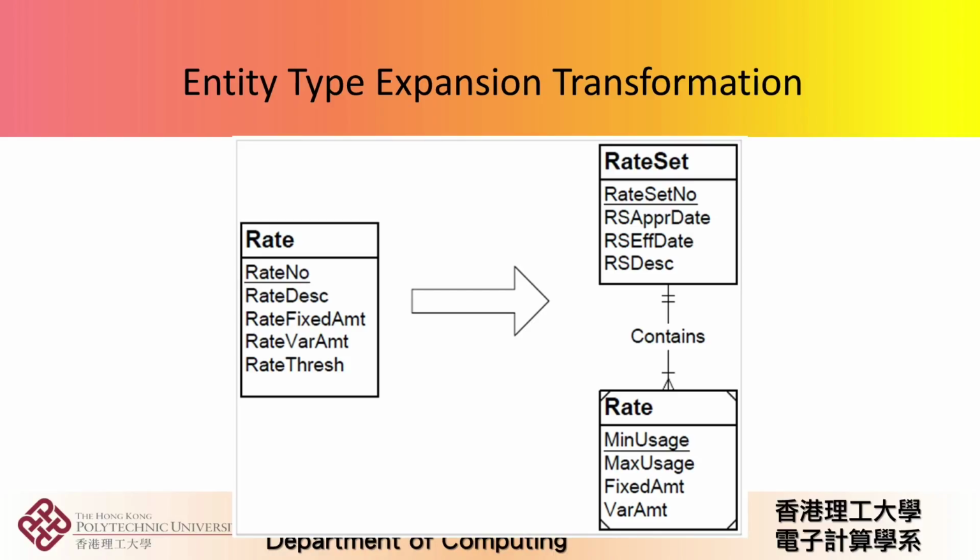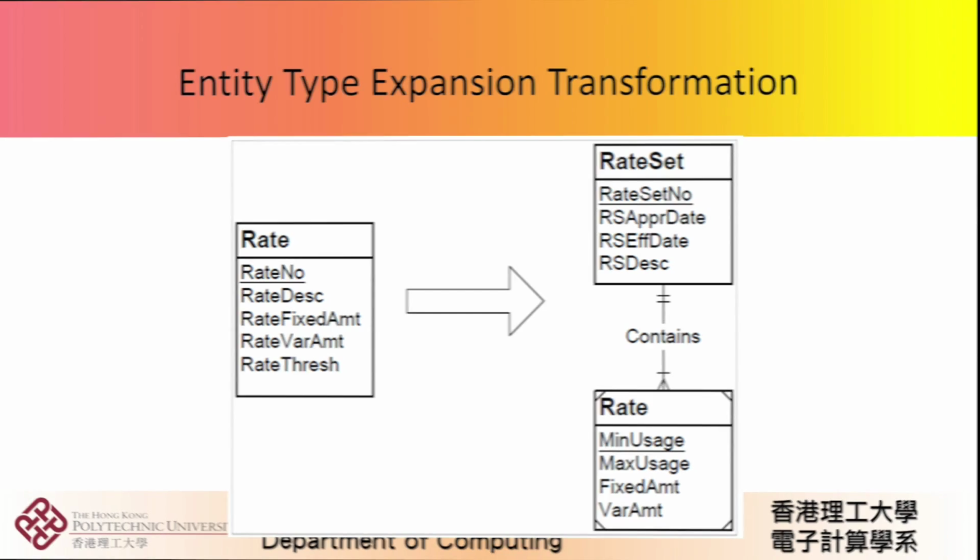Entity type expansion transformation may be needed when there are some changes in requirements. In this scenario, initially each rate contains a fixed and variable component. However, when multiple tiers of fixed and variable components for each rate are added, rates can be highly complex. Lots of effort may be needed for understanding the requirements and representing them correctly. In the common case, identification dependency is not necessarily part of this transformation. But in this situation, identification dependency is reasonable.